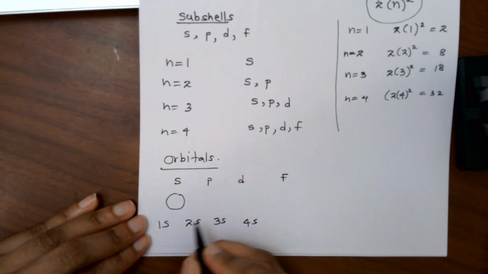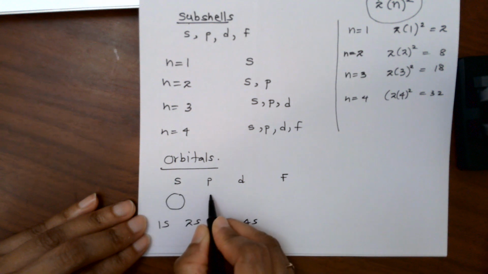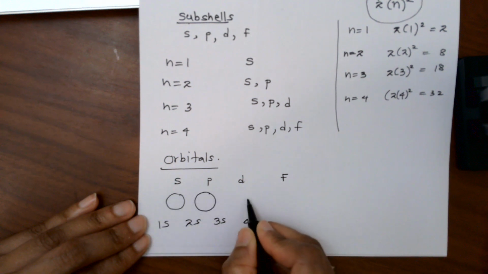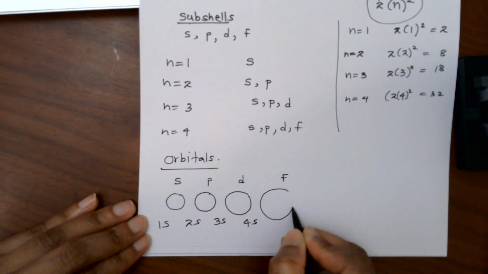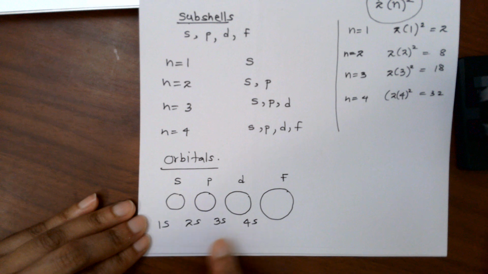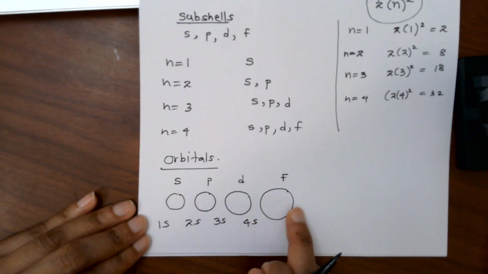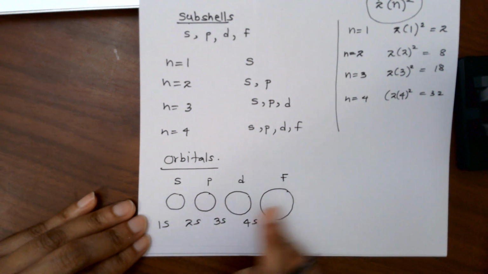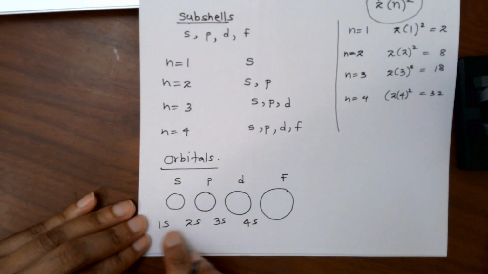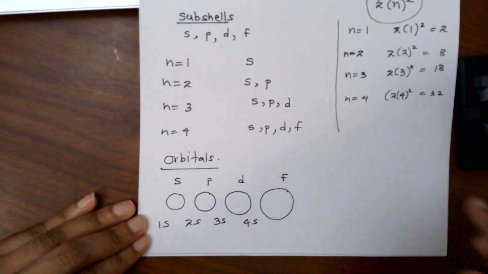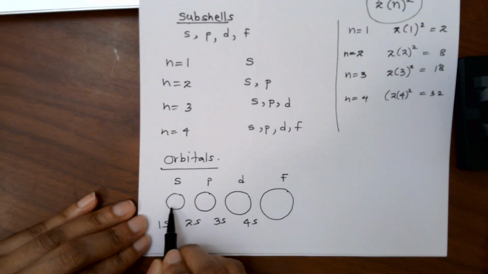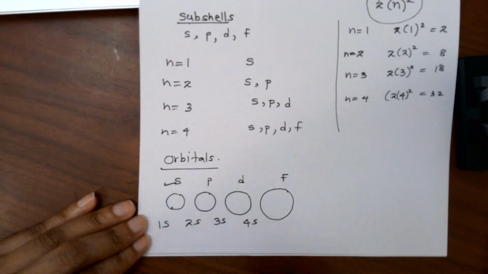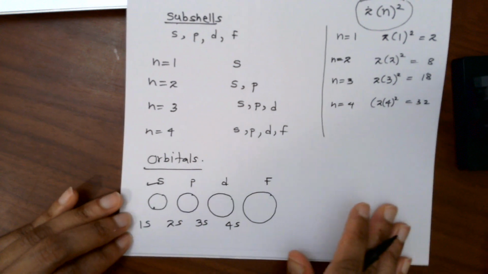And what are the sizes? 1s is smaller than 2s. And 3s is bigger than 2s, 4s is even bigger than 3s. So the size of these s orbitals increases as n increases: 1, 2, 3, 4, 5, 6, even bigger. The smallest s orbital is at the n equals 1 level. That is about s.